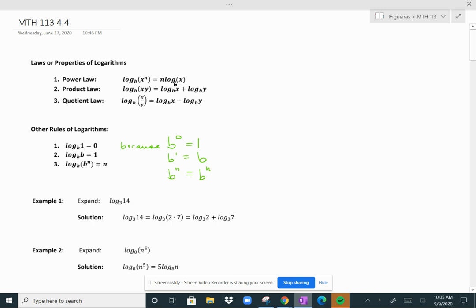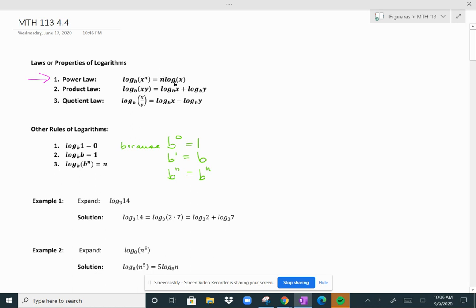Hi, this lesson is about the laws or properties of logarithms. So there are three laws. The first one is called the power law, and the power law says that if you have log base b of x to the n, that is equivalent to putting the n in front of the logarithm. So it's equivalent to n log base b of x.